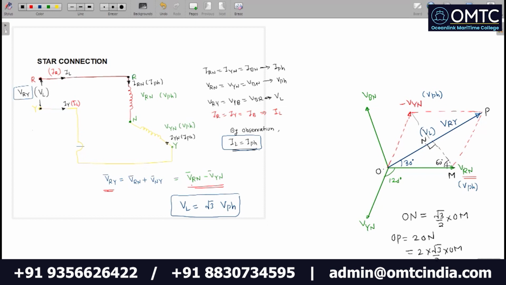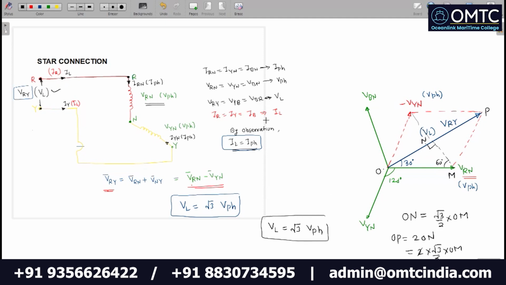Because this triangle ONM is a 30, 60 and 90 degree triangle, ON is equal to root 3 by 2 times OM. So this 2 will get cancelled. OP is equal to root 3 times OM. What is this OP? OP is the line voltage. That is equal to root 3 times OM, what is OM? That is the phase voltage. Yes, so we have proved here that line voltage is root 3 times the phase voltage.